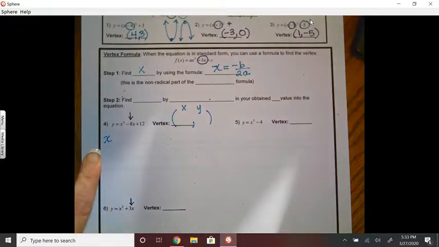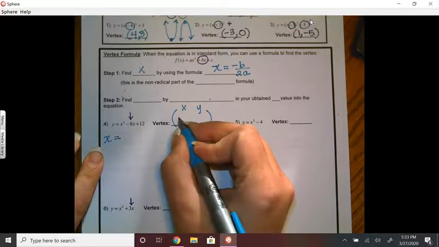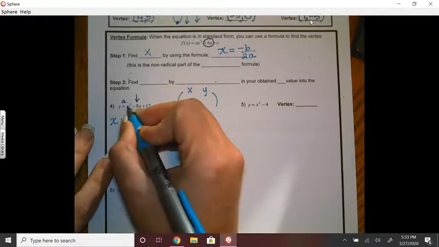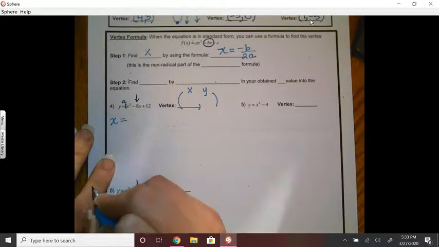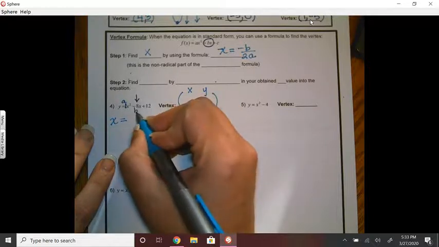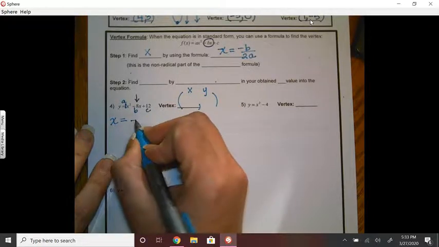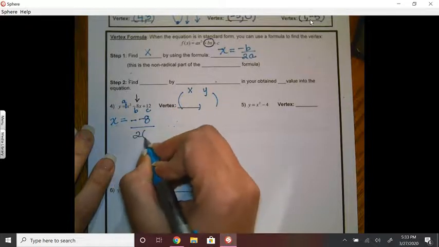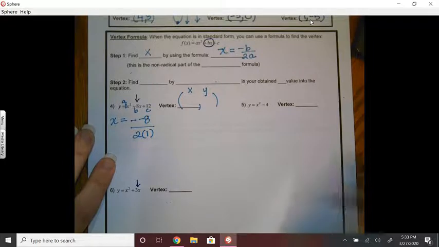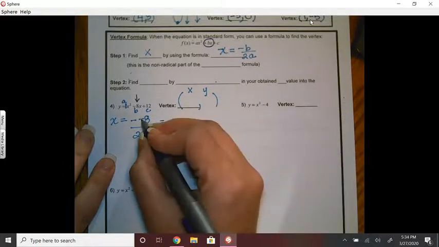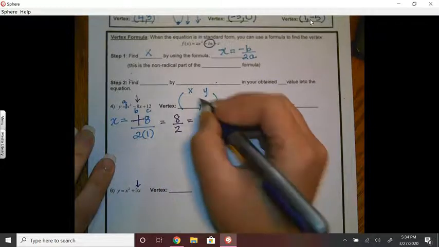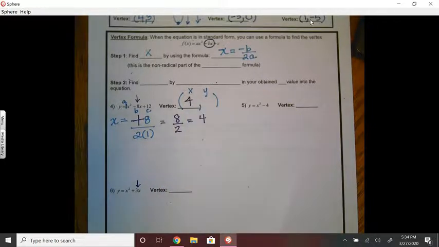So let's go ahead and do that. To find the x value in the ordered pair here, we know that a is the number in front of x squared, so if there's no number, it's a 1. And then we have b and we have c. So we're going to do -b, and b is -8, over 2a. The opposite of -8 is +8, and 8 divided by 2 is 4. So we just found the x value of the vertex of the parabola.